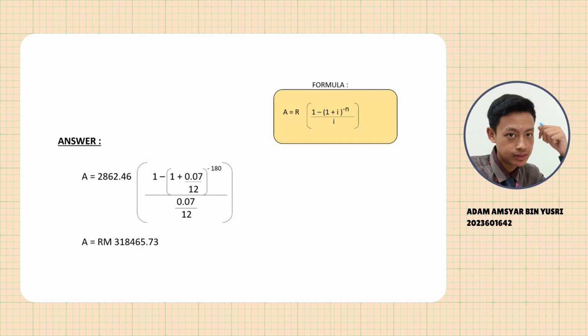A equals 2,862 ringgit and 46 cents, 1 minus open bracket 1 plus 0.07 divided by 12 close bracket, power of negative 180, divided by 0.07 divided by 12, and we get A equals 318,465 ringgit and 73 cents.